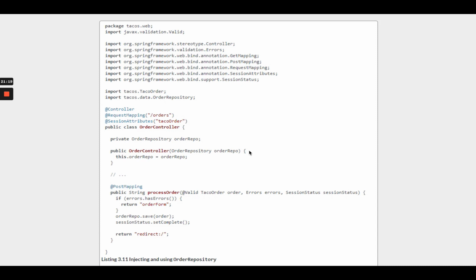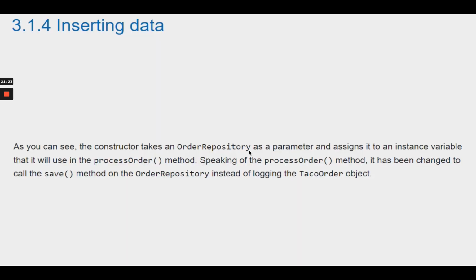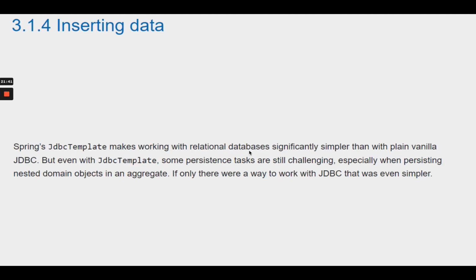The following listing shows the changes necessary for injecting the repository. As you can see, the constructor takes an OrderRepository as a parameter and assigns it to an instance variable that it will use in the processOrder method. Speaking of the processOrder method, it has been changed to call the save method on the OrderRepository instead of logging the TacoOrder object.